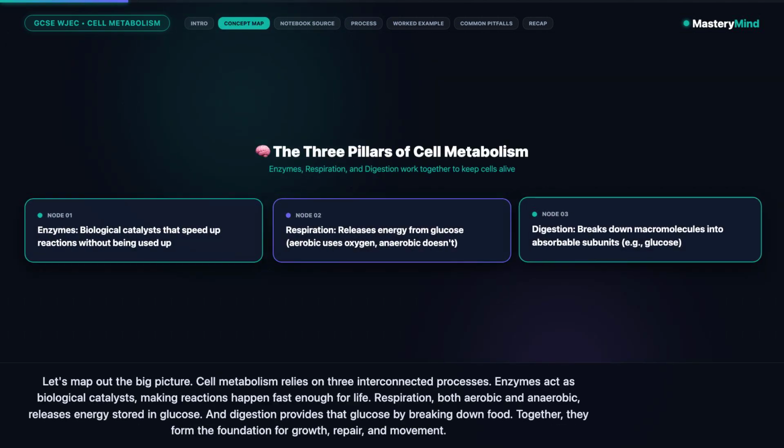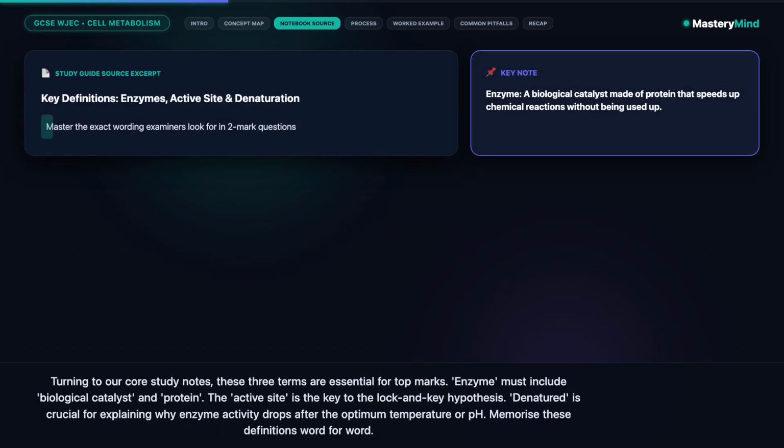Cell metabolism relies on three interconnected processes. Enzymes act as biological catalysts, making reactions happen fast enough for life. Respiration, both aerobic and anaerobic, releases energy stored in glucose. And digestion provides that glucose by breaking down food. Together, they form the foundation for growth, repair, and movement.